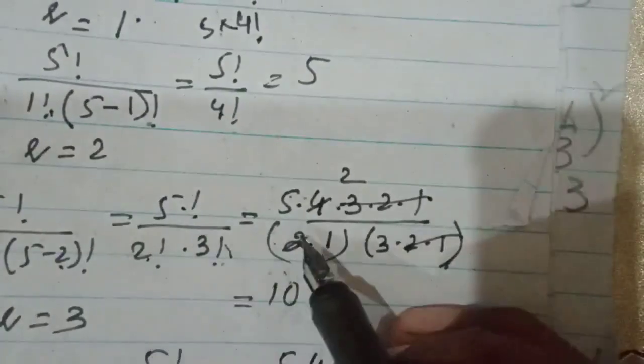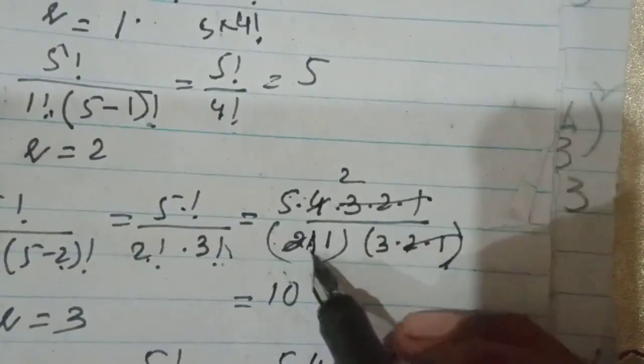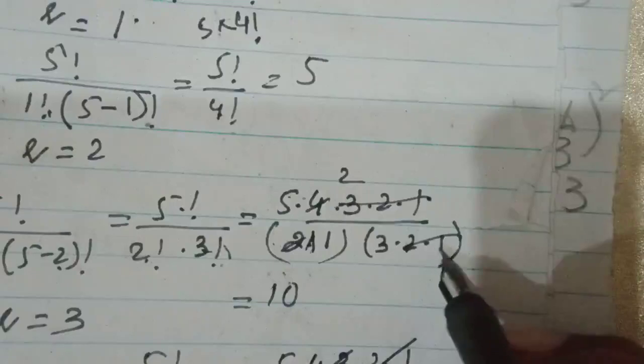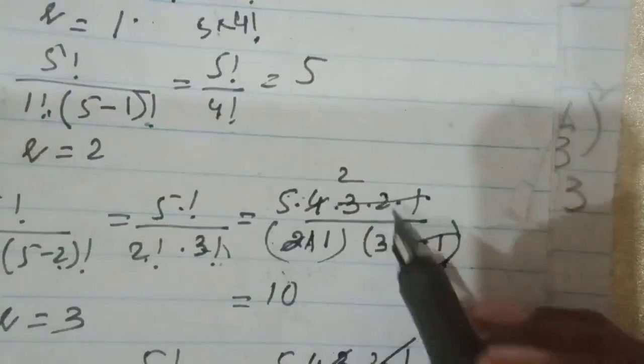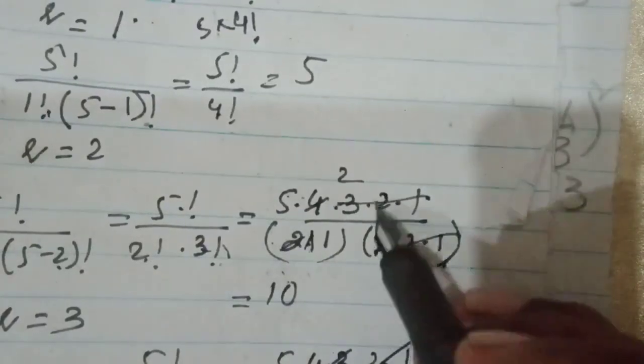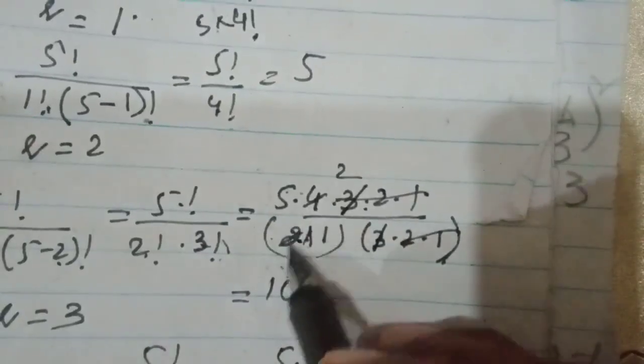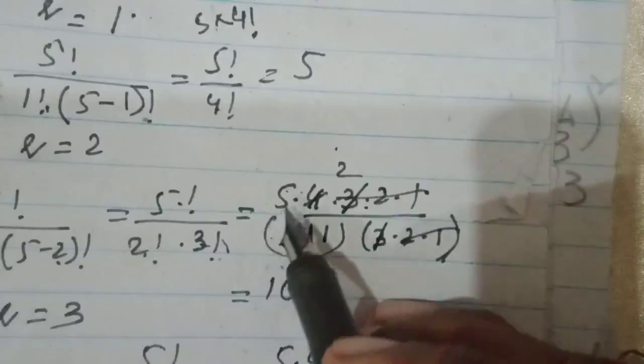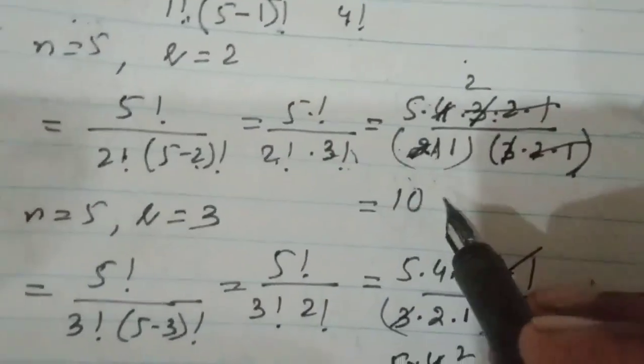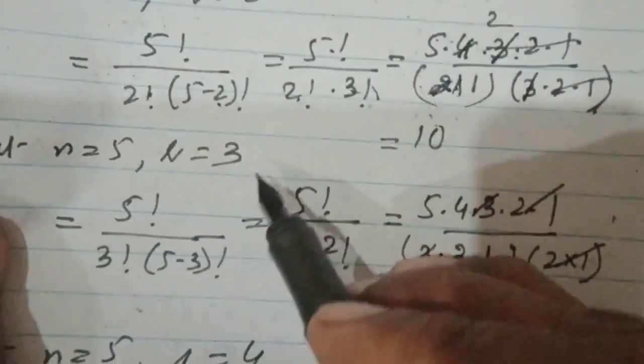Now 2 factorial means 2 multiplied by 1, and 3 factorial means 3 multiplied by 2 multiplied by 1. Now the 2 and 1 will be cancelled out. This 3 you can cancel with this 3. Clear? Now this 2 will be cancelled out. 2 twos are 4, and 5 twos are 10. This is your 10. Now again n is equal to 5, r is equal to 3.